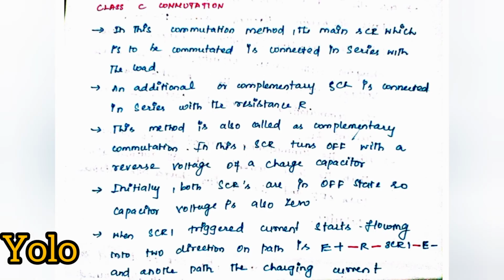In class C commutation, the main SCR which is to be commutated is connected in series with the load.